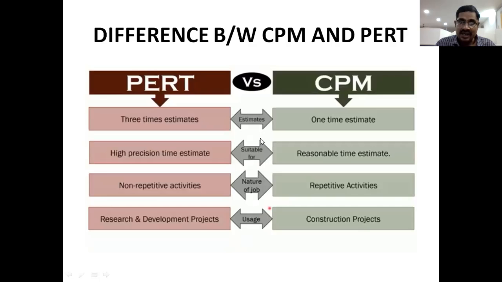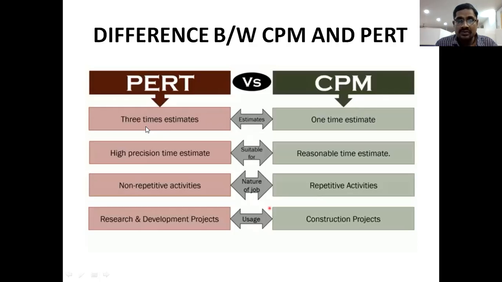And coming to the next slide, estimates. CPM is used for one-time estimates. So for CPM, it is one-time estimation for each and every activity. But PET uses three timings for estimation of time for each and every activity. Already I told you, three times are used in PET for estimation of the total project. Here only one time estimation for each and every activity in CPM.